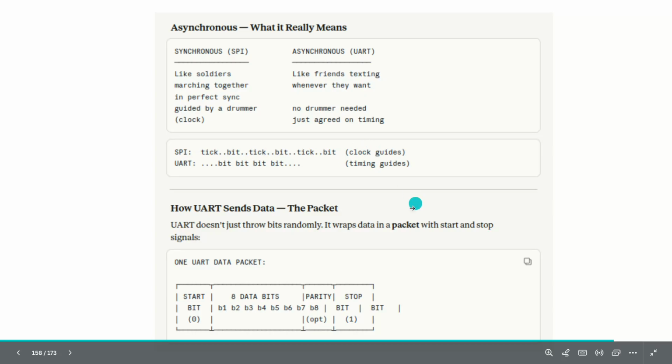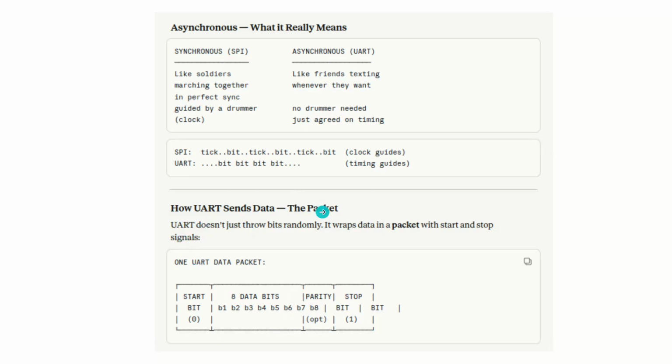So it wraps the data in a packet with a start bit which would have 0 value, a stop bit which would have 1 value, and an optional parity bit. And if I wanted to send 8 data bits, then the 8 data bits would also be there. Fine. So this is how UART would send data. They will send data in packets. This much we have understood.